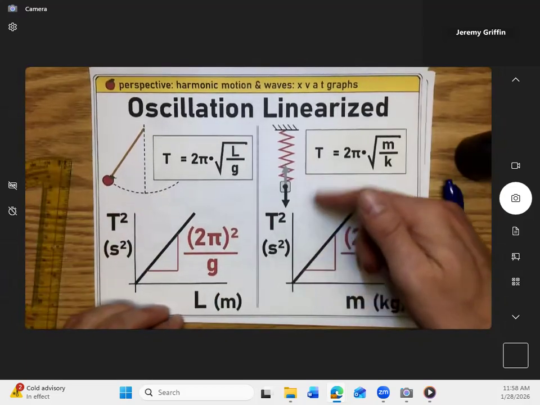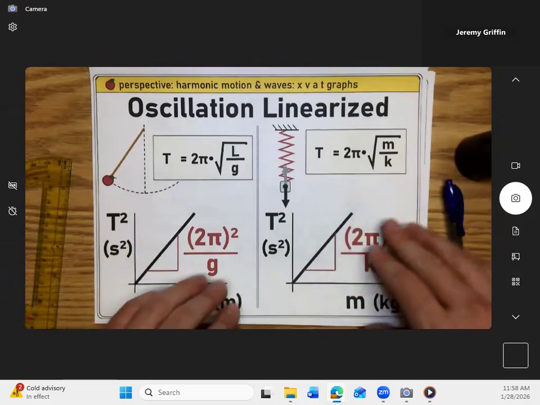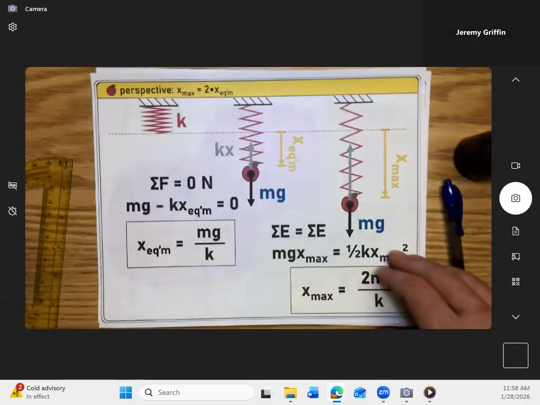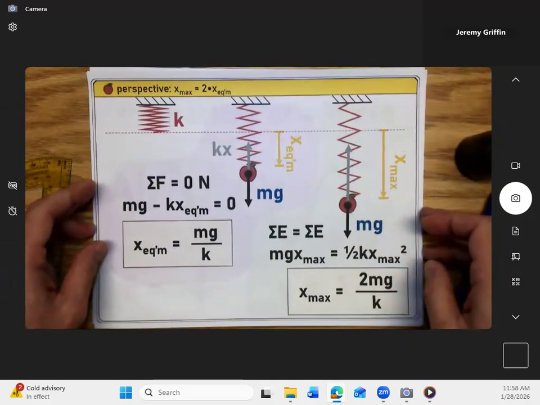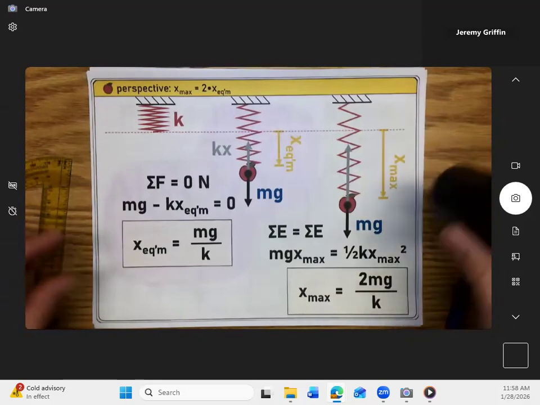Or if you have the mass and spring, very similar. All right. I think I showed you guys this one before, but let's hit this again anyway, because this is worth our time. So here's the scenario.